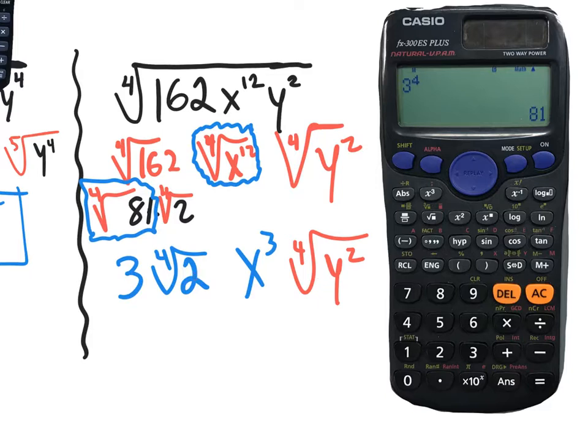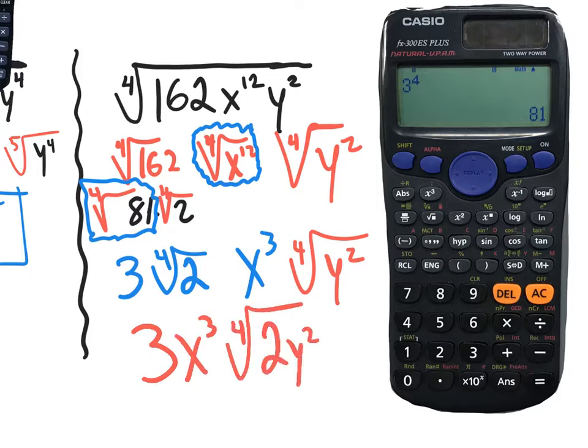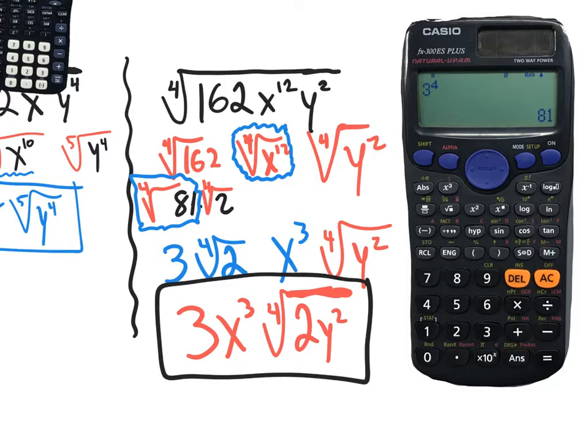Our answer will be 3x to the 3rd, 4th root of 2y squared. So that is our answer. The easier it does get.